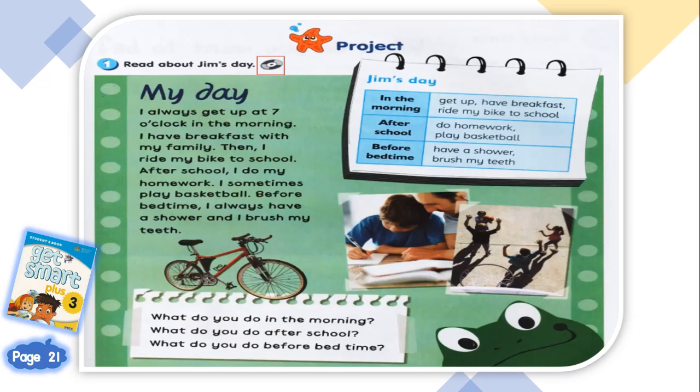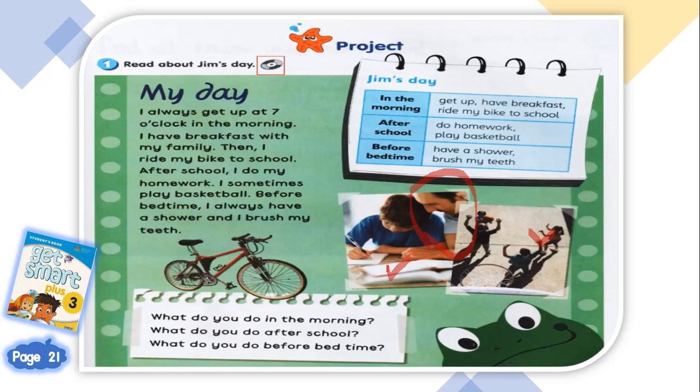So let's talk about Jim's day. Look at the picture here. What is he doing? He's doing his homework. Can you tell me who is helping him with his homework? His dad. So, we say his dad is helping him with his homework. Look at this picture. What is he doing? He's playing basketball with his friends. Now look at the text here.